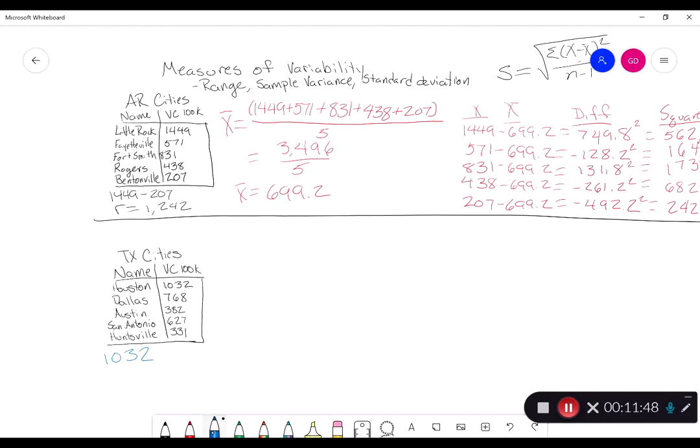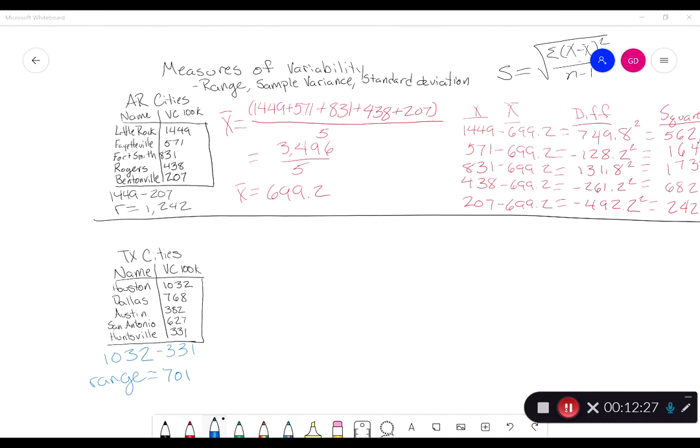So with that, we now have our high and low values. So it's Houston minus Huntsville. And our range for the Texas cities would then be 1,032 minus 331, 701. Remember, this is a broad descriptive statistic here. It's not telling us the variability within that range. We just know the min and max and the range in between those values. We don't know where the cities in that range fall. We just know they fall somewhere between 331 and 1,032.